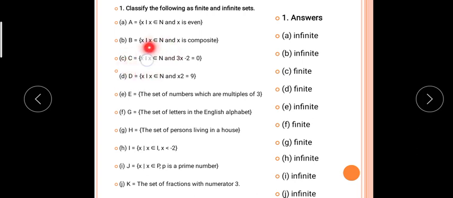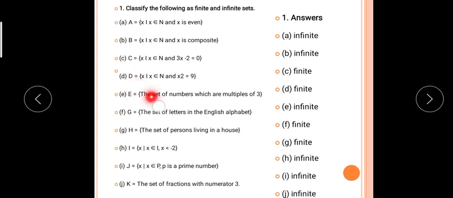Set C is a set of all X such that X belongs to N and 3x minus 2 is equal to 0. Now listen, among natural numbers, how many elements are there now? See, if you multiply, X is equal to 2 by 3, then only will 2 minus 2 be equal to 0, and therefore it is finite, meaning the elements in the set are countable.